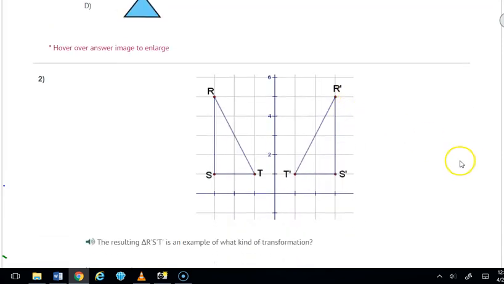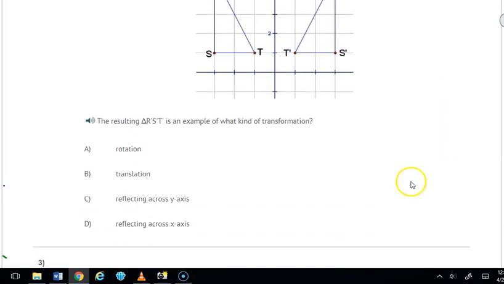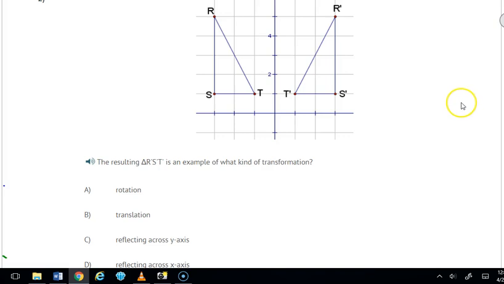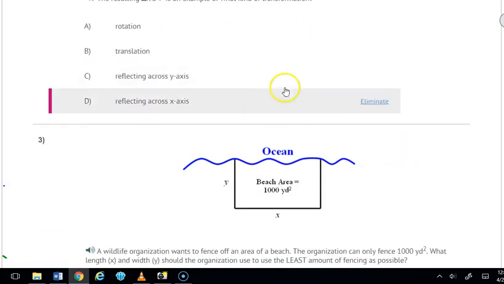This next one says, the resulting triangle R'S'T' is an example of what kind of transformation? This one is a reflection across the y-axis. So when we look at this one, you should be able to see that T reflects, it's 1 point away from the y-axis, S is 3 and S prime is 3, and again R is 3 and R prime is 3. So that's what tells us this is a reflection across the y-axis. So that was this answer right here.